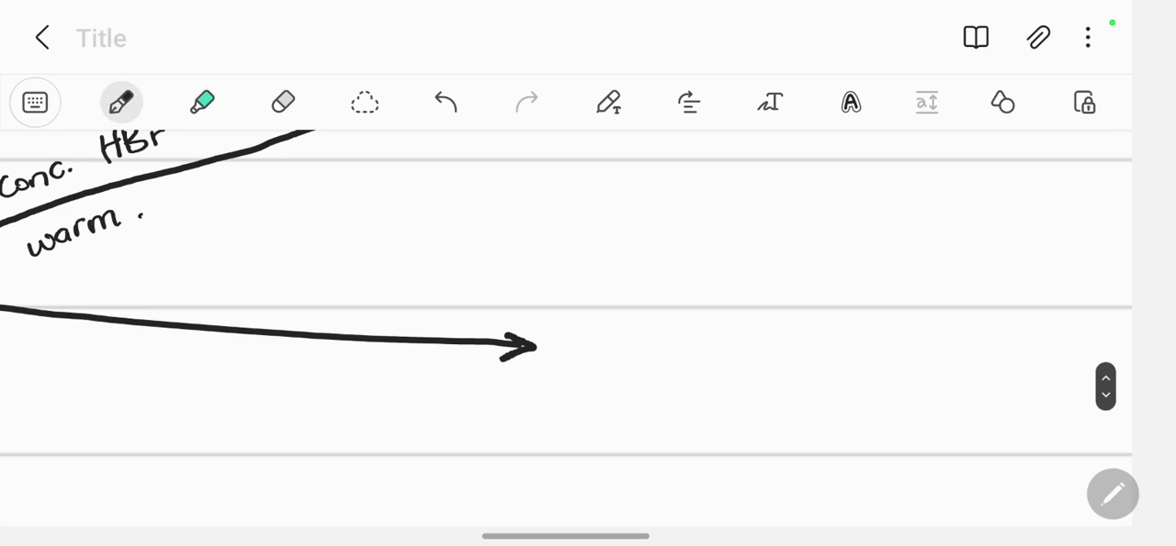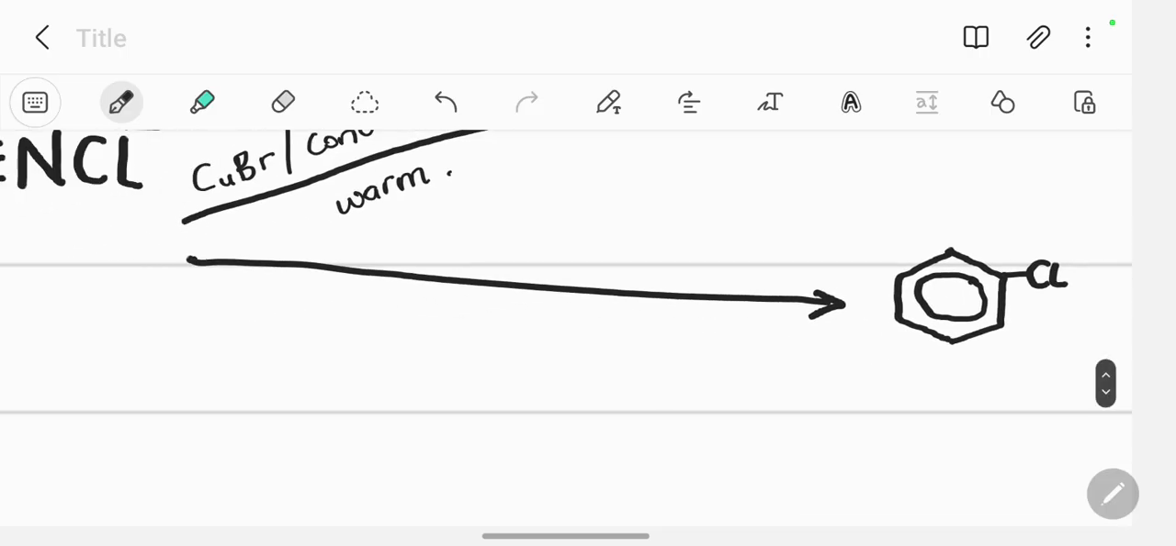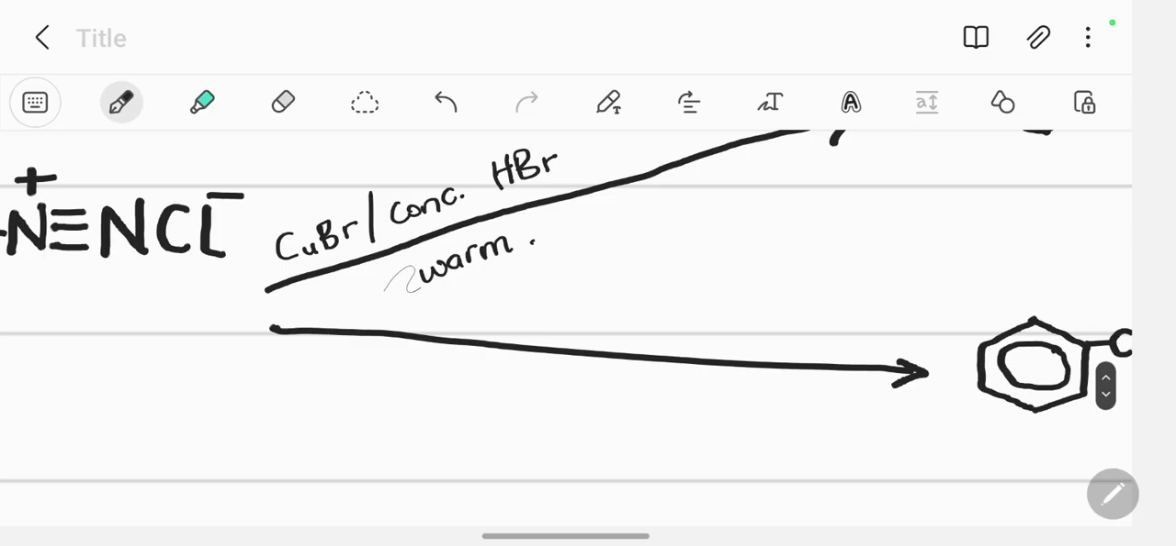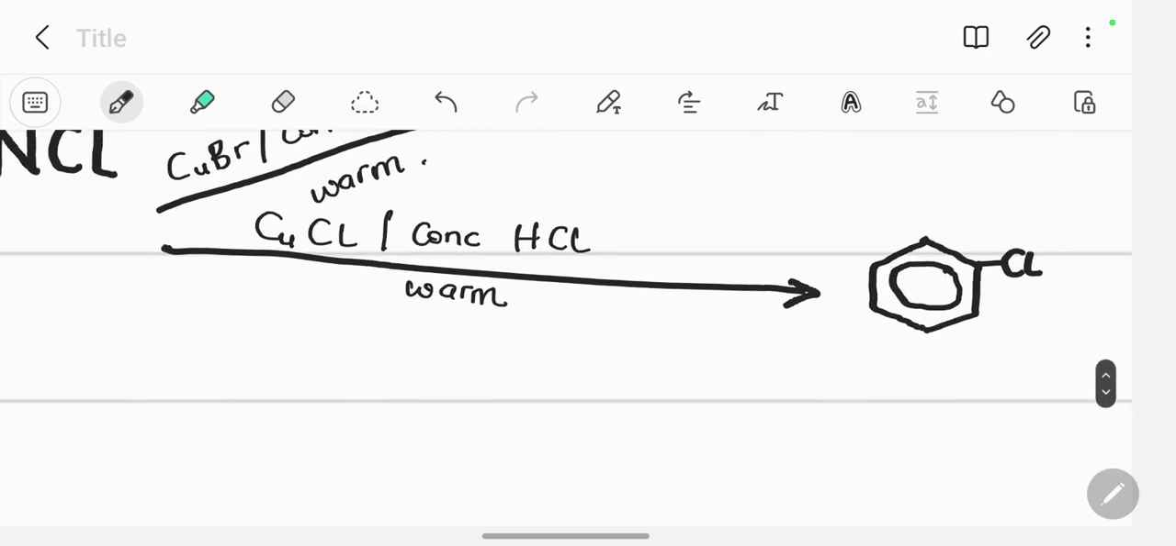So when I want to prepare chlorobenzene, I just change the reagents. Conditions don't change. What do I put in? I'm going to put in copper 1 chloride stroke concentrated hydrochloric acid, and I warm. End up with that.